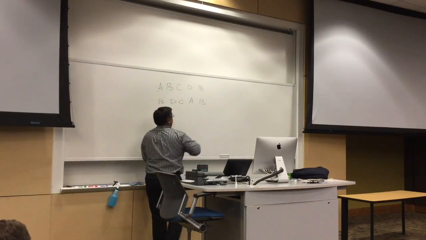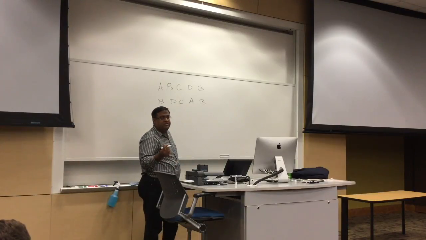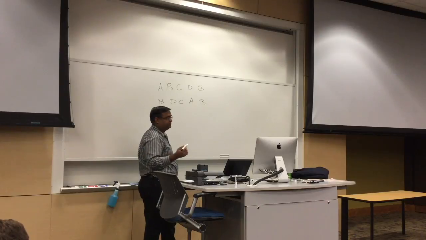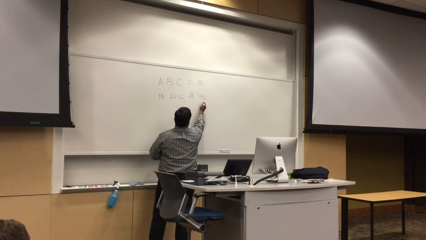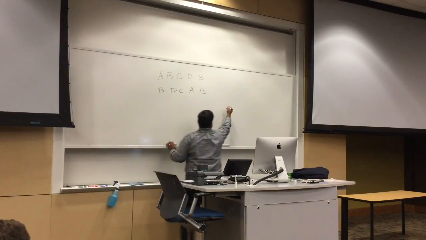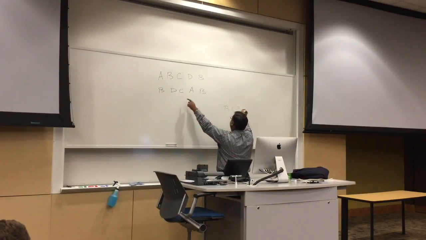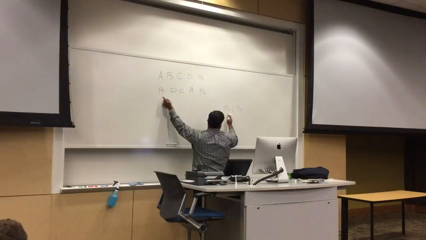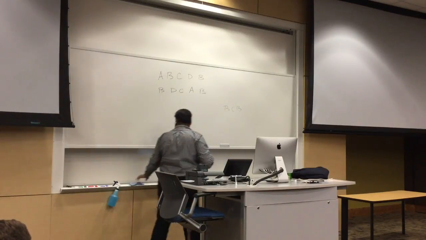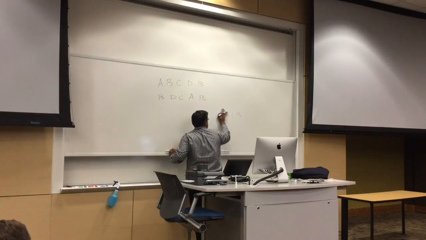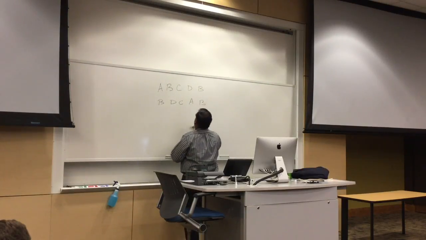What is a subsequence? We defined that last time. The elements occur in the same order. Basically, B, C, B. Is that a subsequence of this sequence? Yes, it is. It's not a substring, but it is a subsequence. So how many subsequences can you have for a string? We discussed this last time.